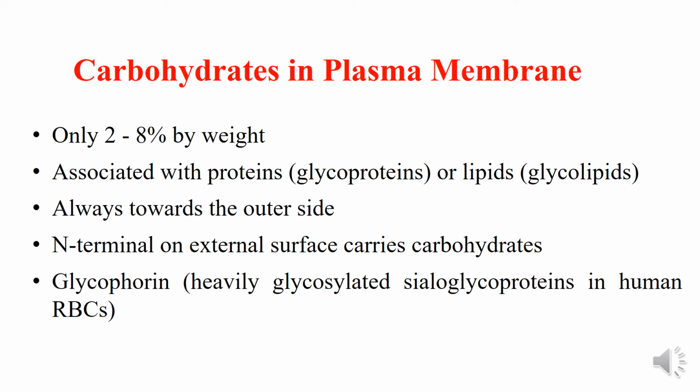The carbohydrates that are present in the plasma membrane are 2 to 8% by weight. They are associated with proteins or lipids. If the carbohydrate is associated with proteins, it is known as glycoproteins. If the carbohydrate is associated with lipids, it is known as glycolipids. Always towards the outer side, the N terminal on the external surface carries carbohydrate, and the example is glycophorin.